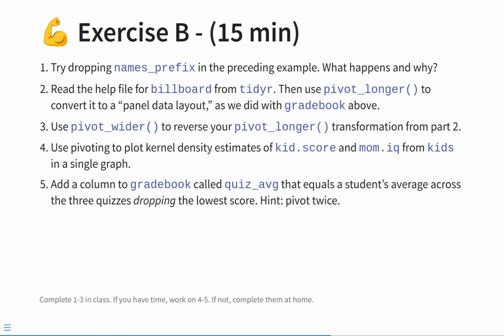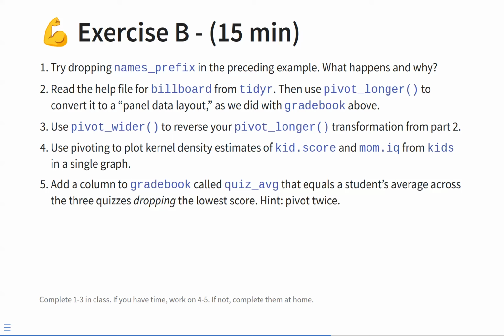Again, the best way to get used to this is just to try out some simple examples. So here I have an extraneous footnote, first of all, that you can ignore because this is a video, not an in-class exercise. But second of all, I have an exercise for you. I'd like you to play around a bit with pivoting. And in particular, I'd like you to try out the Billboard dataset from Tidier. And I'd also like you to test out some examples that we've looked at before with KidScore from our kids dataset, and play around a bit with the gradebook as well.